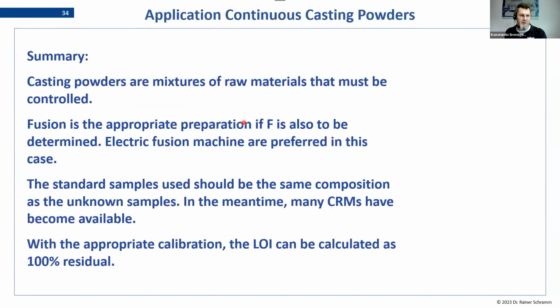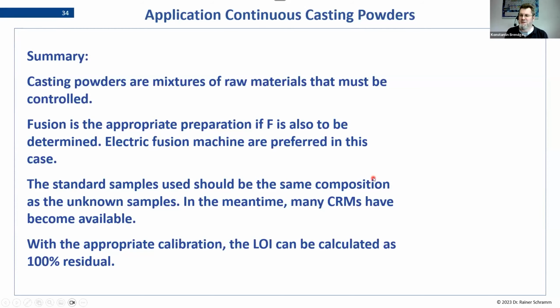So in summary, for the applications, we have basically two here. We have the raw materials and the mixture of powders that we want to control for our casting powders. As mentioned, not so in depth, but generally speaking, fusion is the good way to do preparation here. And electrical fusion has some advantages over the gas fusion system. Although you can still do it with gas fusion, don't expect miracles on your fluorine values. So just get in touch with us if you want some details.